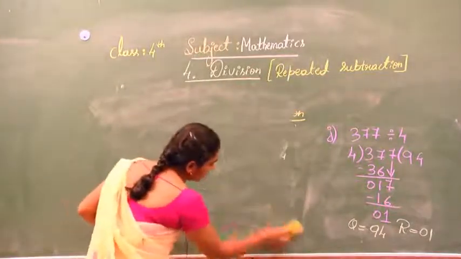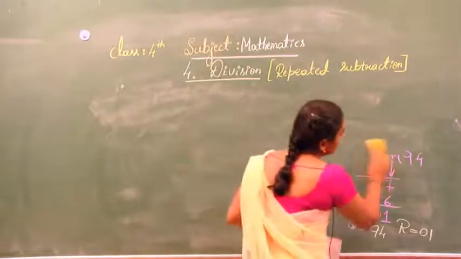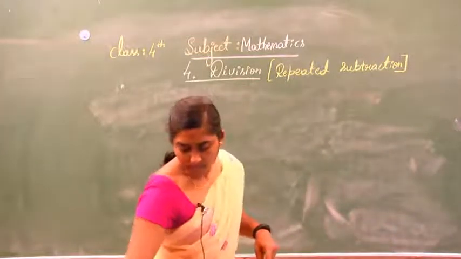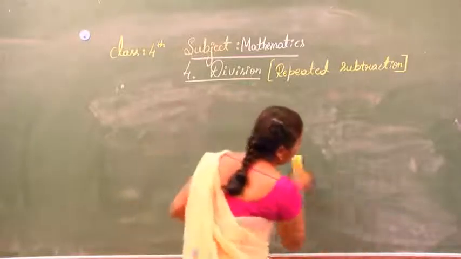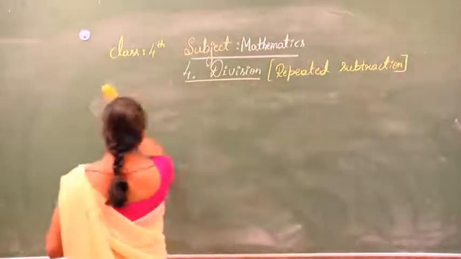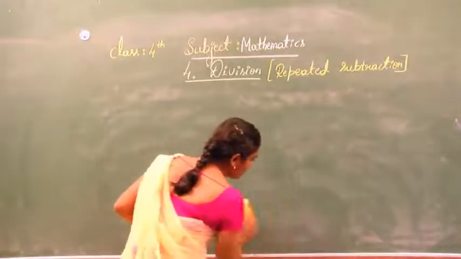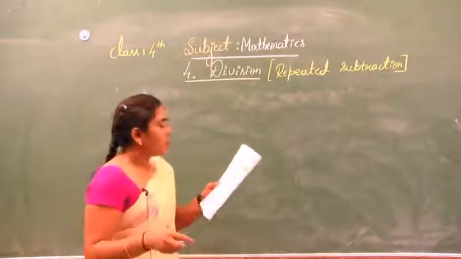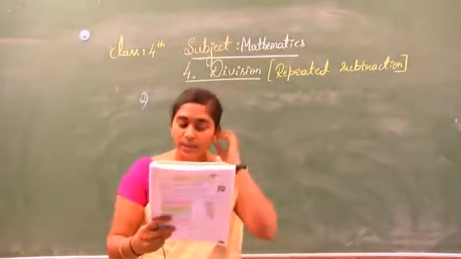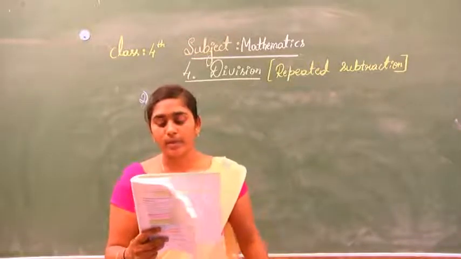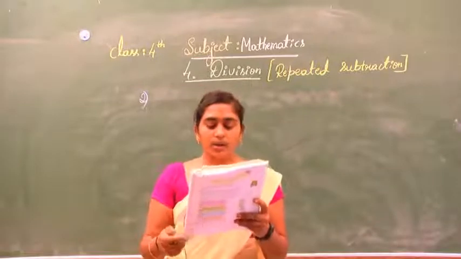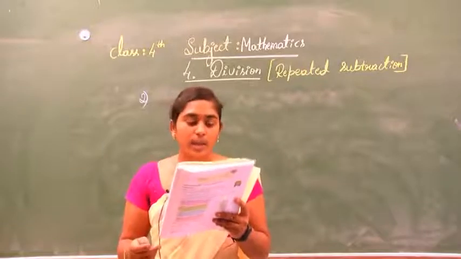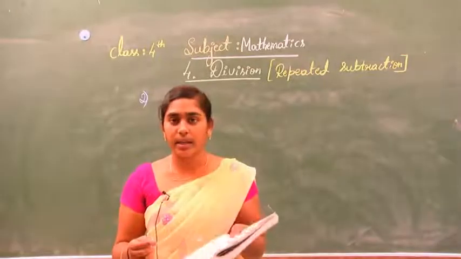Story sums are also similar to this, only the question is given in a word sentence. See the question. 150 students of class 3 went for the school picnic on 5 buses. There are an equal number of students in each bus. How many students are there in each bus?